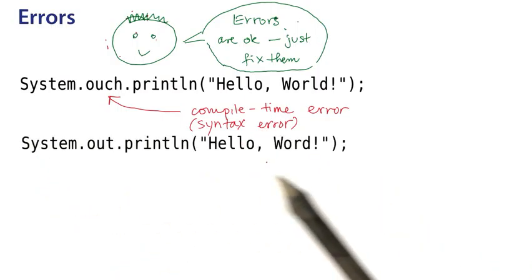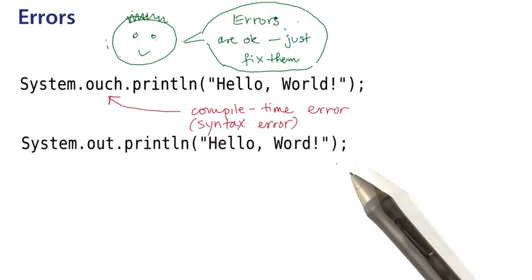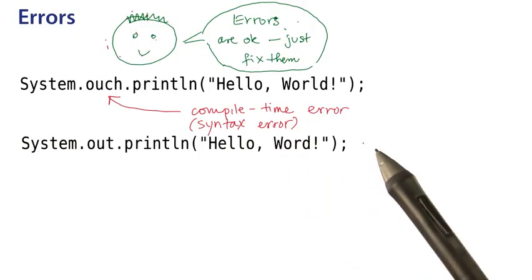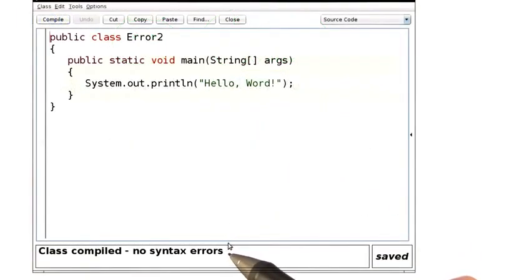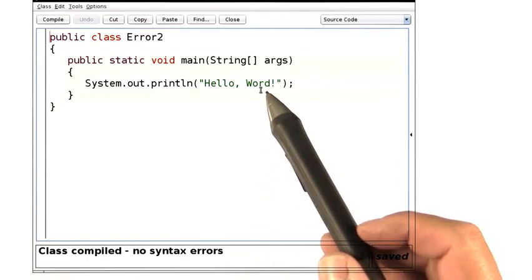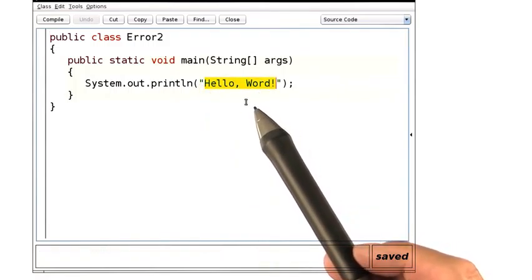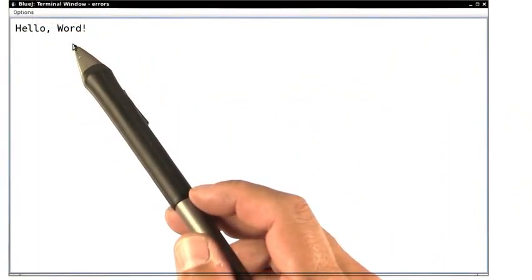Now here we have a different kind of error. Again, have a look and see if you can guess. The programmer misspelled world. Let's see what happens in this case. When you compile, there's no error. The compiler doesn't know English, and it has no idea that this part has been misspelled. We can run the program, and it runs. It just does the wrong thing.